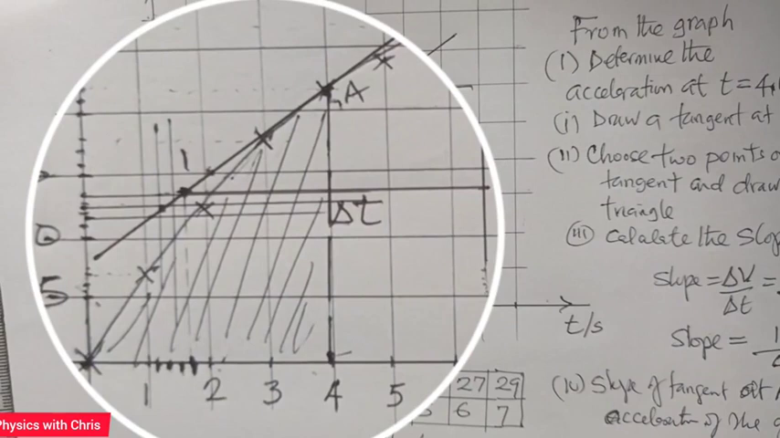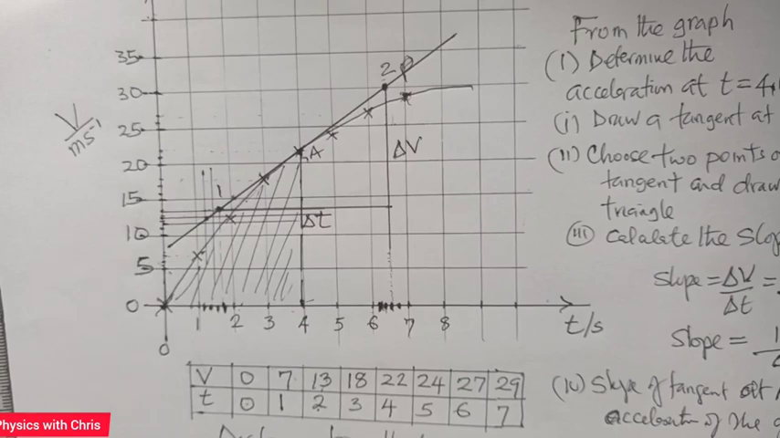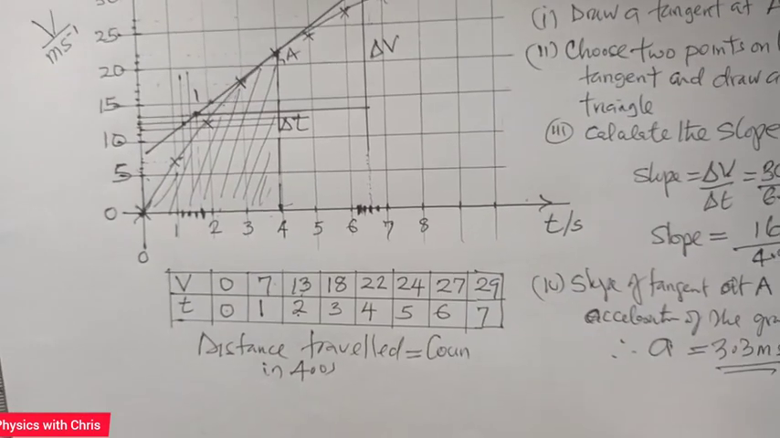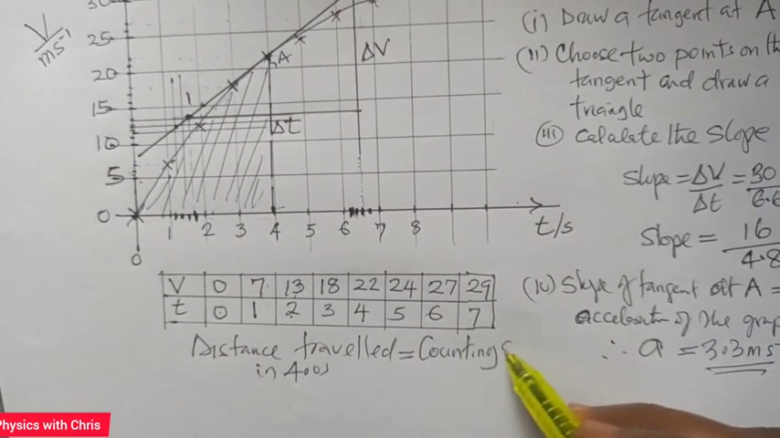Now, since it's not a straight line, there are two or so methods you can use to find the distance covered in a given time. One method is the method of counting squares.